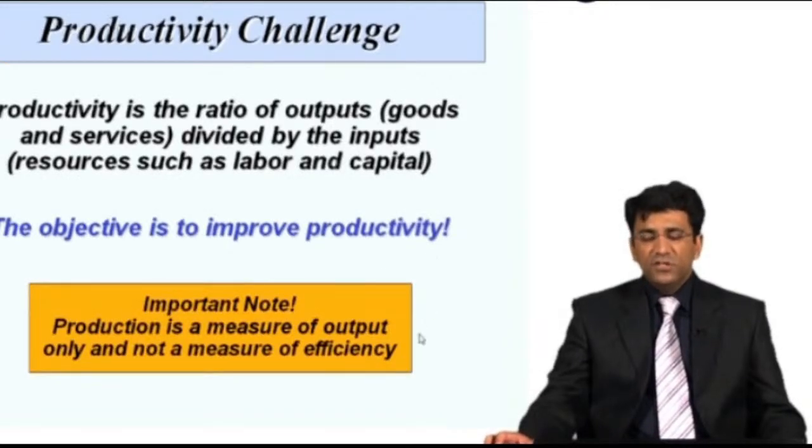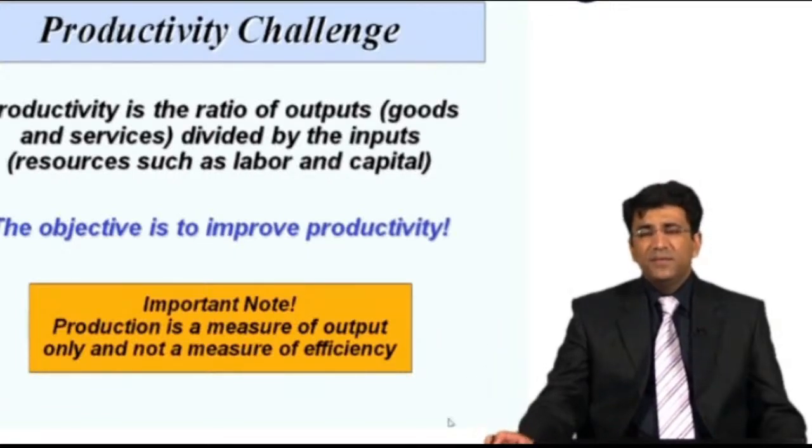So let's start with the definition of productivity. Productivity is the ratio of output to input. Now this is a very simple definition of productivity, that it is always defined as the ratio of output over input. Students, there is another way we can define productivity.